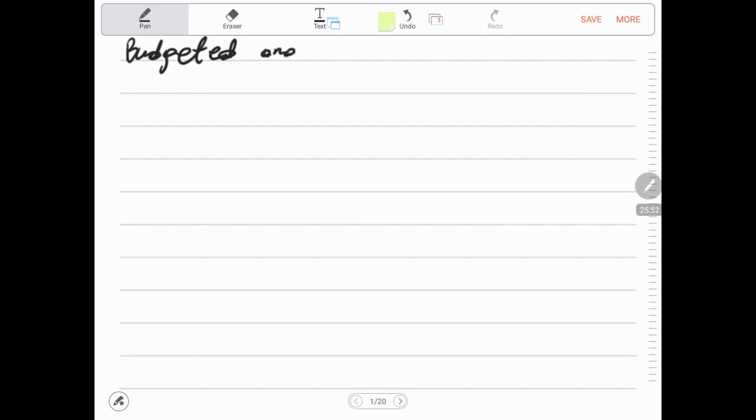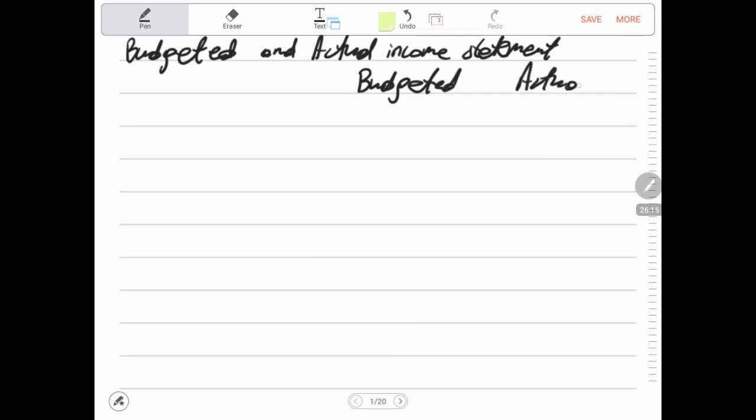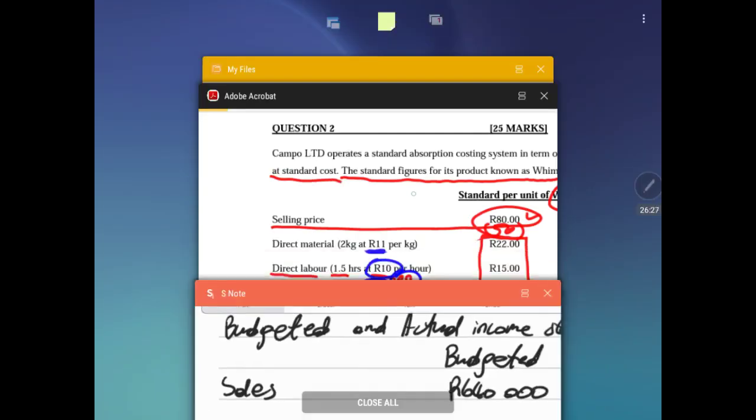Budgeted and actual income statement. You can specify and say absorption income statement. Then we will have two columns, budgeted. Then after, another column will be actual. We know that we start with the amount of sales, and we already knew that our sales here will be 640,000. Let us go and check where this 640,000 is coming from.